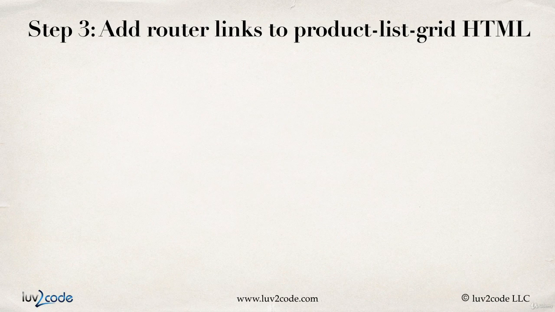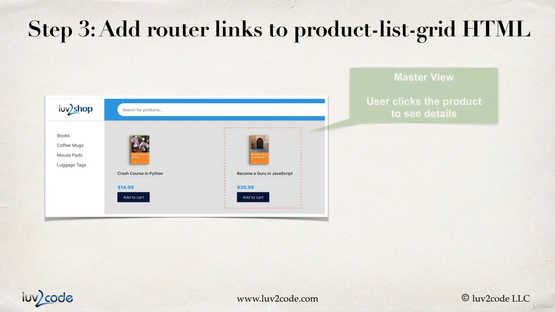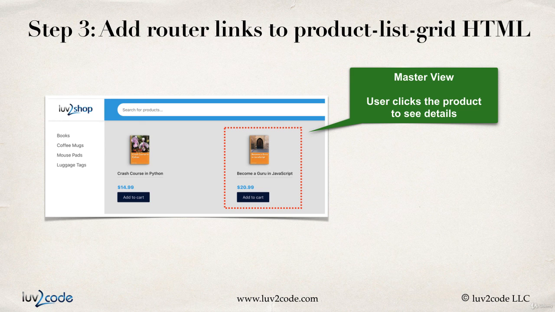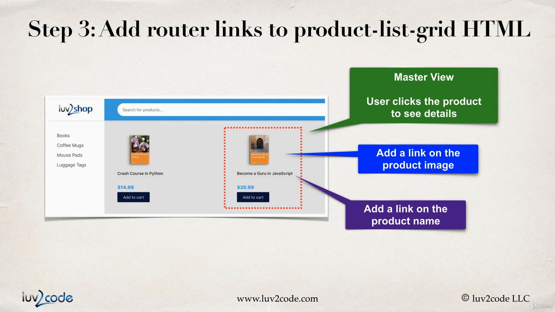With step three, we're going to add the router links to the product list grid HTML. So here's our main page here. And so basically when the user clicks the product, then we want to show the details. So we're going to add a link on the product image and also add a link on the product name.